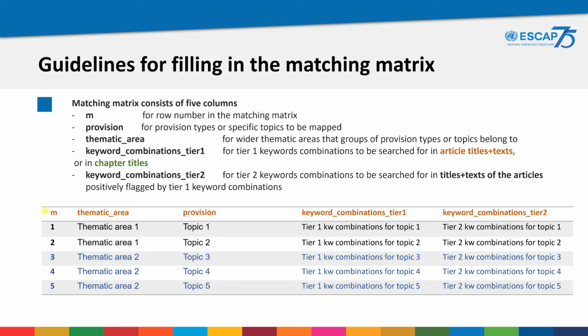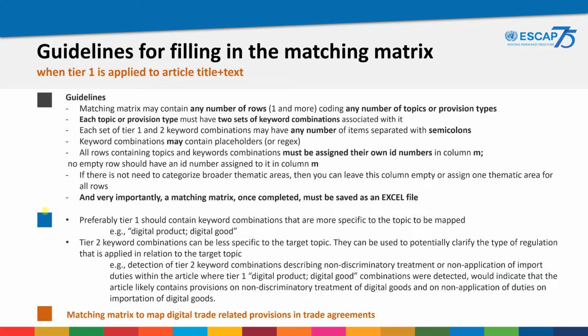Starting from the following slide, we will be talking about setting up specifically for the mapping option where Tier 1 keyword combinations are applied to article, title plus text combinations, which is the default option of the two-tier categorized mapping. So on the slide here, we see the guidelines for filling in the matching matrix when Tier 1 is applied to article, title plus text combinations. Please remember that the template of this matching matrix can be downloaded from the tool.